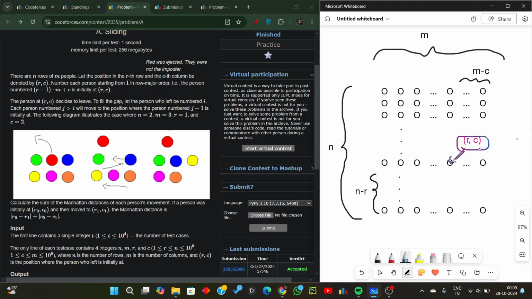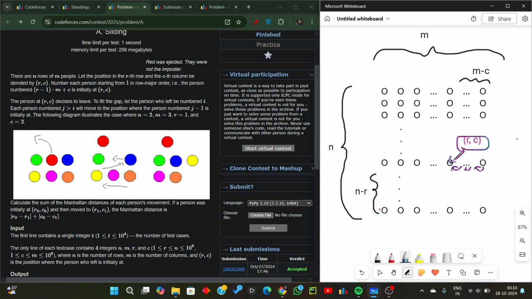The person is at (r, c) and he goes away, and therefore the people who follow him will take up his place. For example, the person after him will move one step and take his place, and that will leave a gap here. So the person succeeding him will move one step and take his place. Similarly, this person will take the place of the person preceding him. Similarly, each of the rows that come after r will also be arranged in such order.